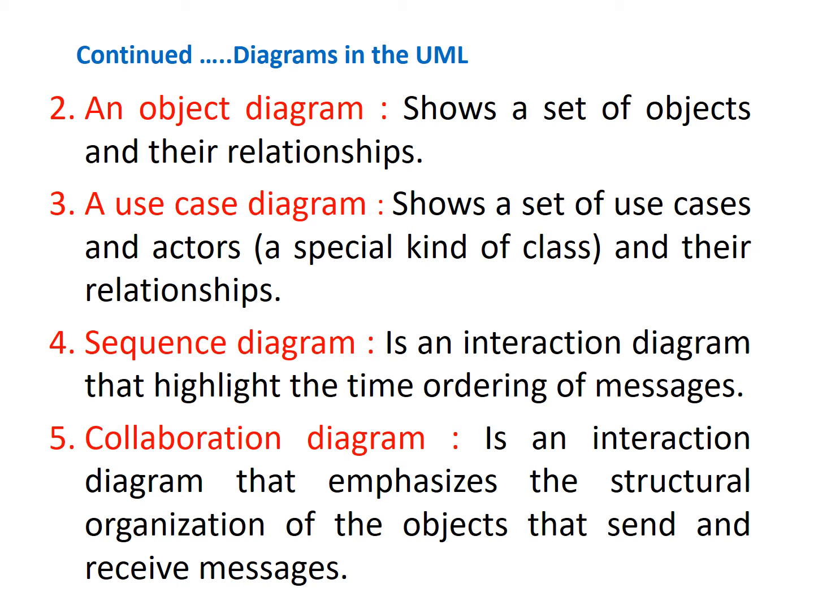A sequence diagram is an interaction diagram that highlights the time ordering of messages. A collaboration diagram is an interaction diagram that emphasizes the structural organization of the objects that send and receive messages. Sequence diagram and collaboration diagram are isomorphic, meaning that you can take one and transform it to the other.